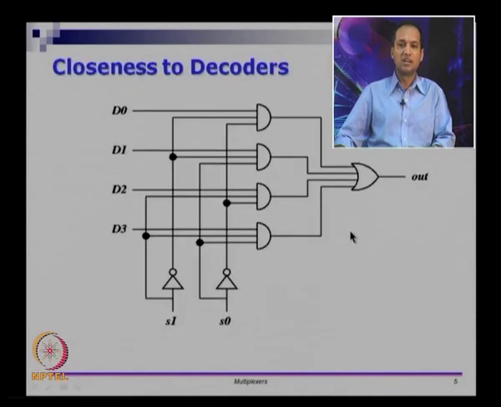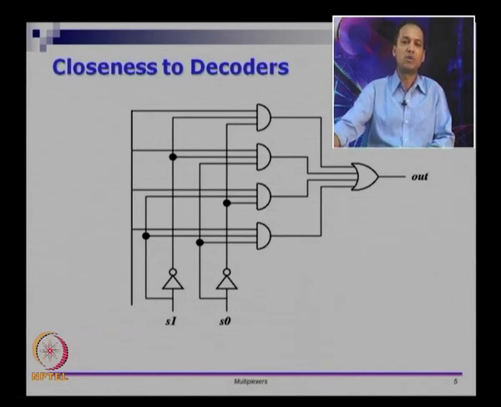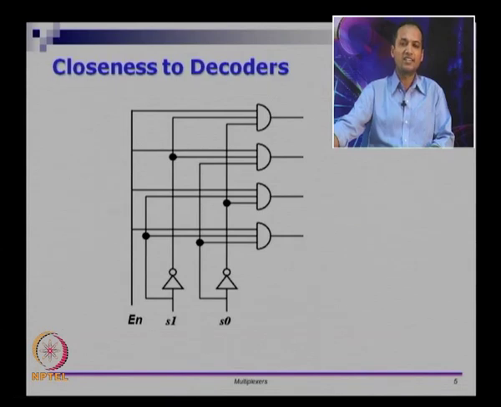Like I said, this circuit has a remarkable closeness to the decoders. This is the circuit for a mux, and I am going to convert this to a decoder. Let us see how to do this. The first thing I am going to do is, instead of the 4 data lines that we had earlier, connect all of them together and call that enable. If I get rid of the OR gate, then I will have 4 output lines, and this is actually a picture of a decoder.